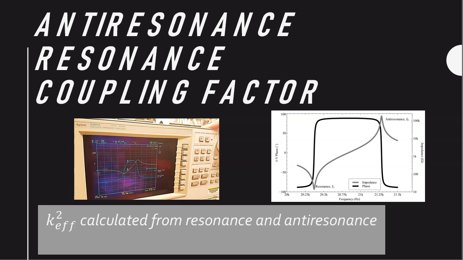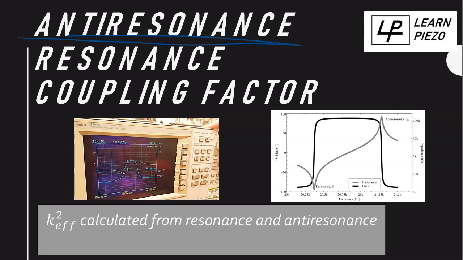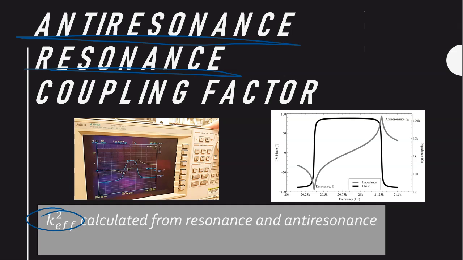Today we're going to speak about an important topic, and that is the anti-resonance-resonance relationship with the coupling factor. I'm sure many of you who have been in the piezo characterization space have definitely noticed that we usually calculate this coupling factor effective. And we also calculate coupling factors for the K33, for example, and KP and K31 modes, and they don't have the same equation as the K effective. What's happening here? We're going to break it down for you here on this video from Learn Piezo.